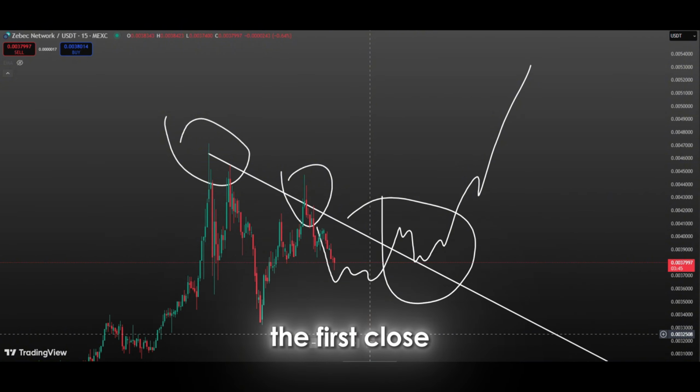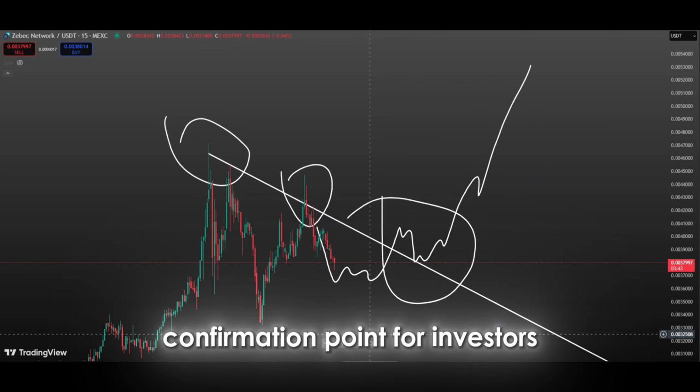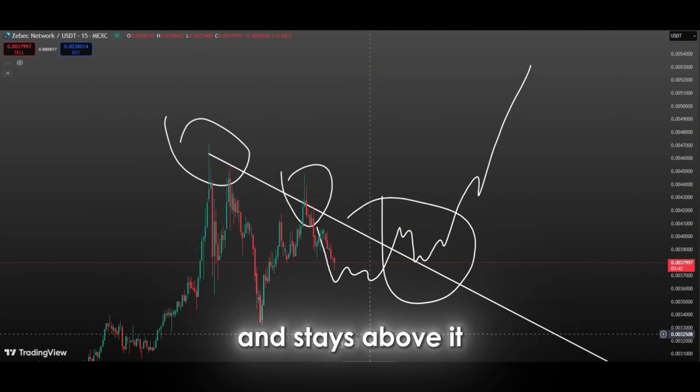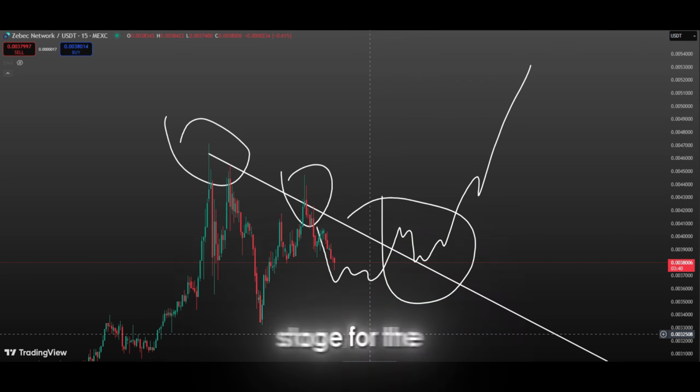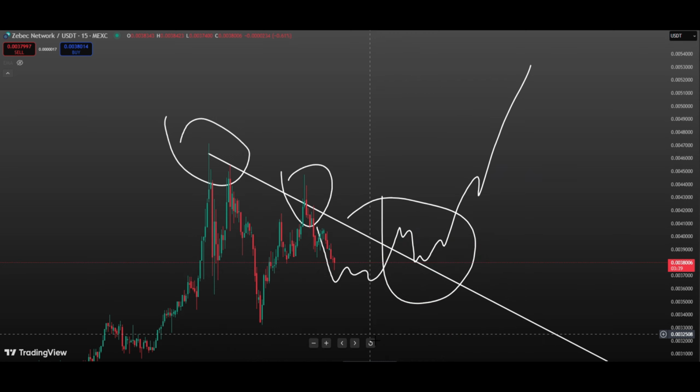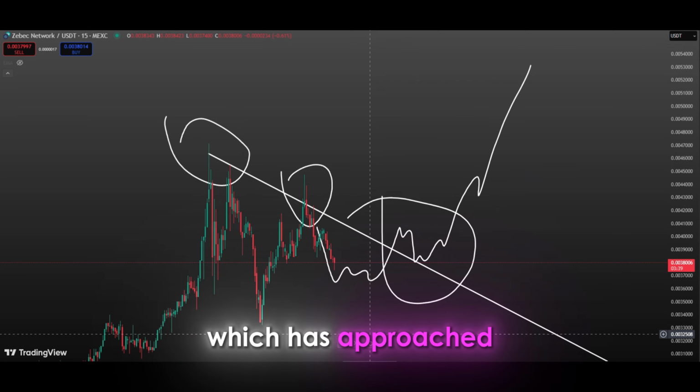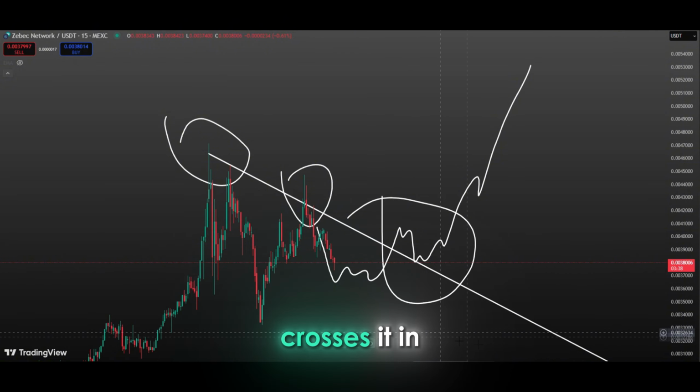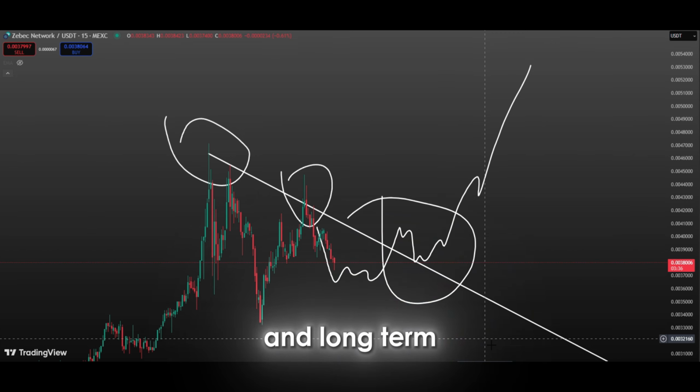In this case, the first close above the downtrend is a positive confirmation point for investors. If the price retests this level and stays above it, it reinforces the strength of the trend breakout and sets the stage for the start of a new uptrend. Therefore, if the price, which has approached the current falling trend line, crosses it in the coming days, a journey to new highs may begin in the medium and long term.